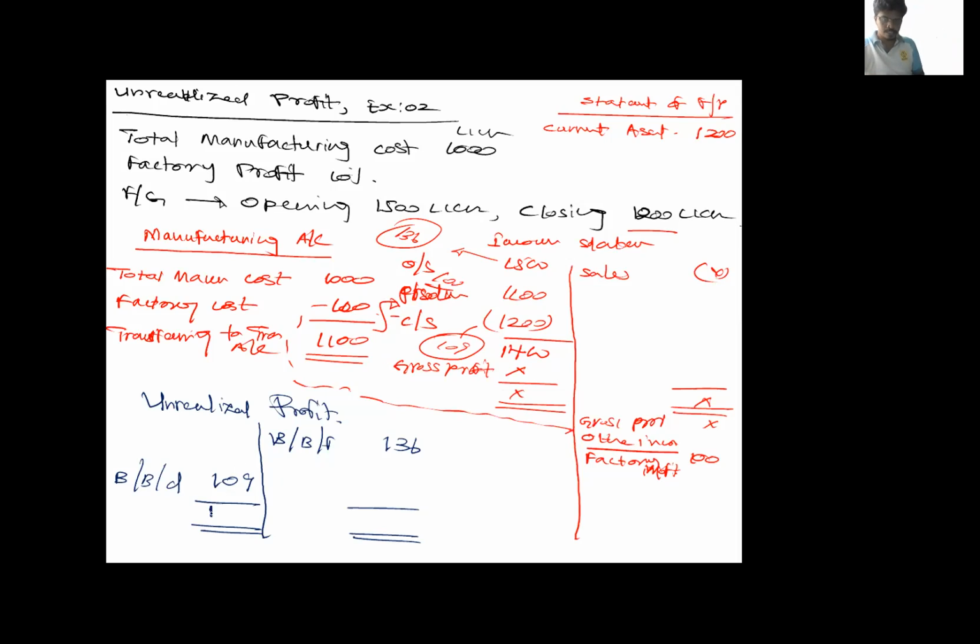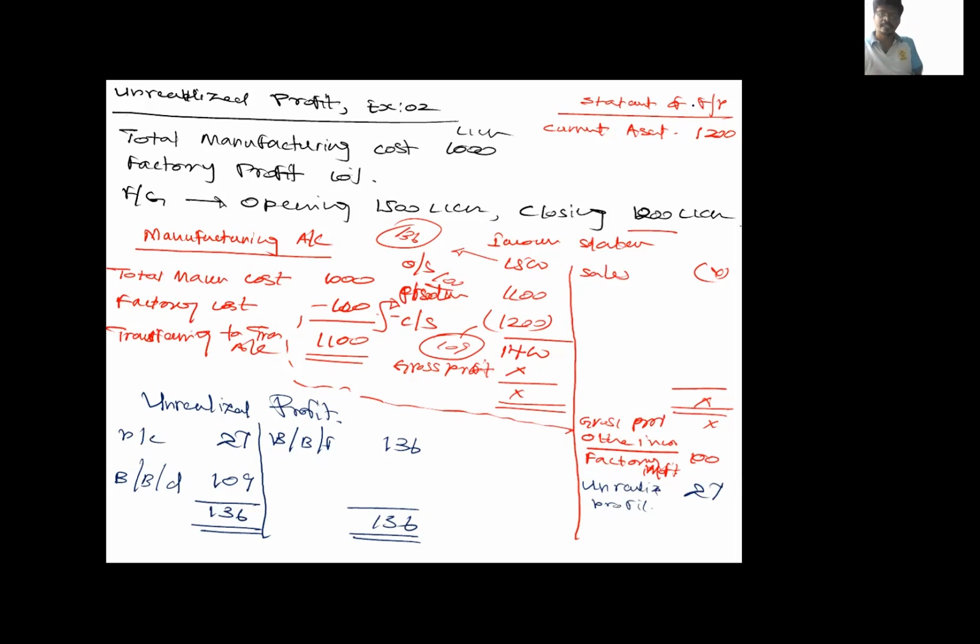So what we need to do, balance of this, we need to transfer the difference, 136 minus 109, 27, into P&L account. Okay, here 27 unrealized profit account debit, gross income profit P&L account debit as unrealized profit.